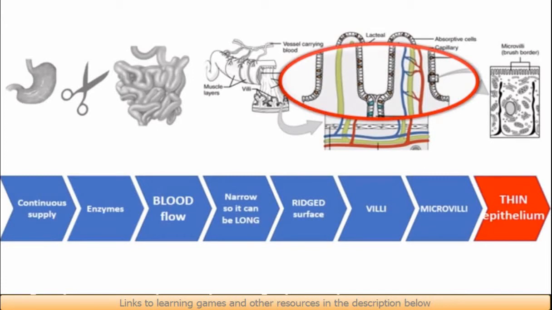Similarly, the walls of the capillaries in the villi are also very thin. They're one cell thick, and that again decreases the diffusion distance and therefore increases the diffusion gradient.